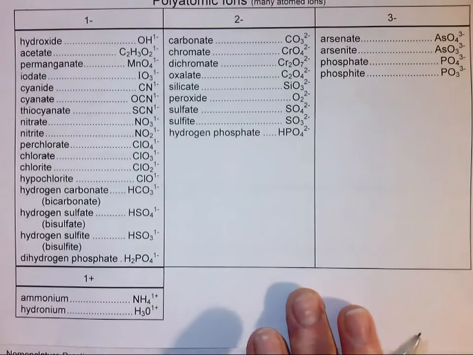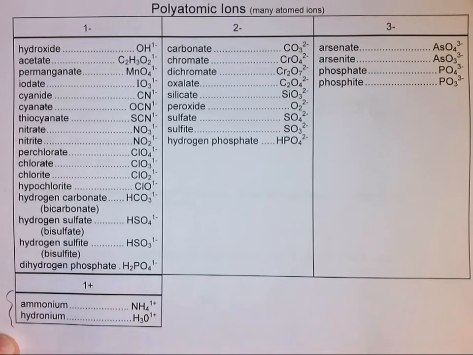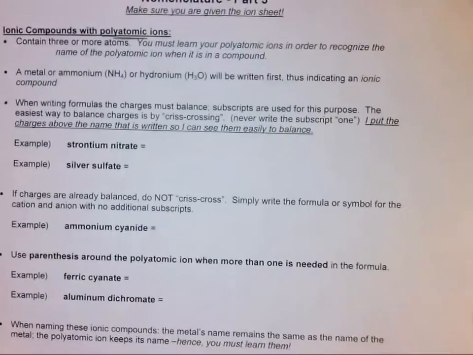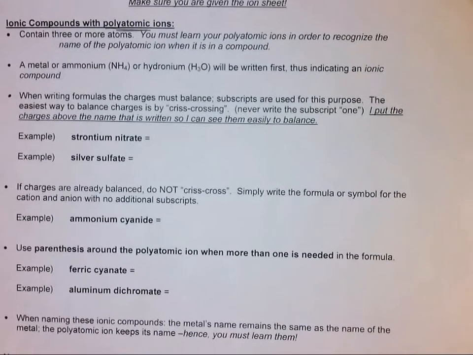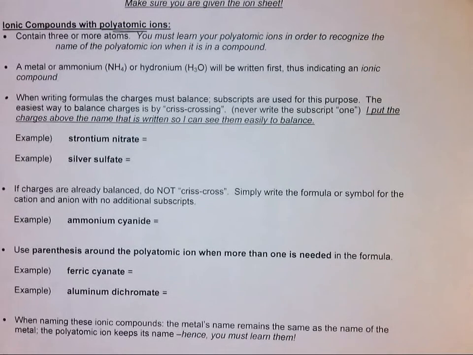Notice again, all of your polyatomic ions are negative except for ammonium and hydronium. These are your only two positive polyatomic ions. So in order to have an ionic compound, you will have a metal or ammonium or hydronium. What is a polyatomic ion? Well, a polyatomic ion is a 3 or more atomed ion. And you must learn those in order to recognize them when you see them in a compound.